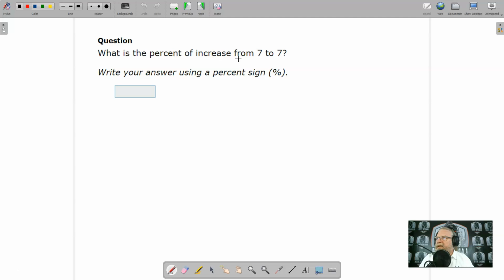On the next one, what is the percent of increase from 7 to 7? Well, it doesn't change at all, right? So you'd think, okay, it's not going up, it's not going down, so it's 0. It has a 0% increase or decrease.